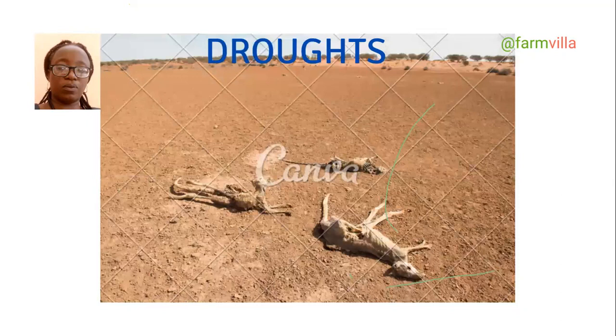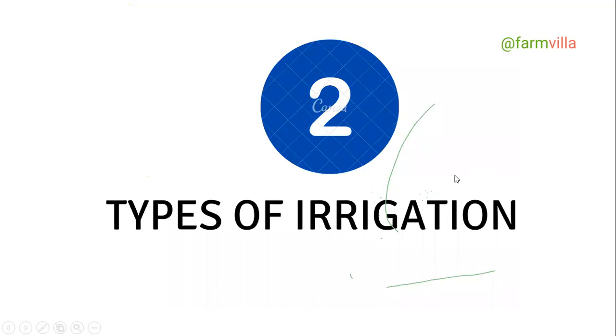Now, see animals too. During drought season, if you don't provide them with water, they also die. So livestock owners too, that's why they always have borehole. But you know, they don't use much water as much as we, the crop farmers. So they have boreholes on the farms. Now, this is bringing us to types of irrigation.